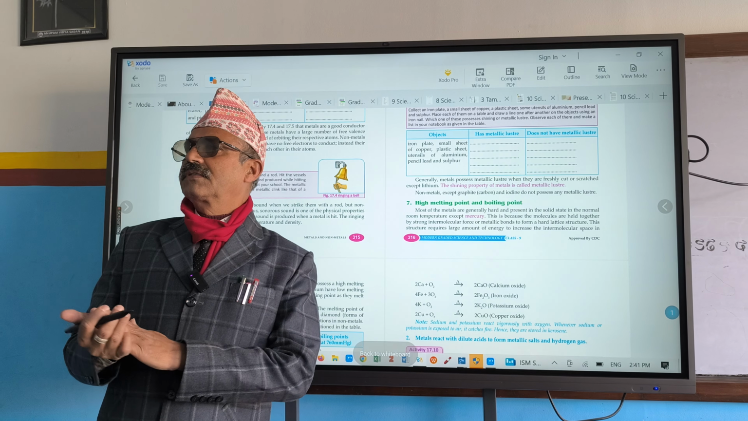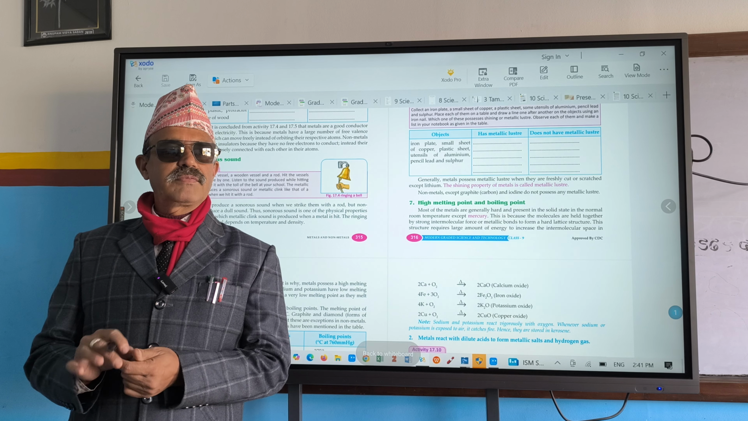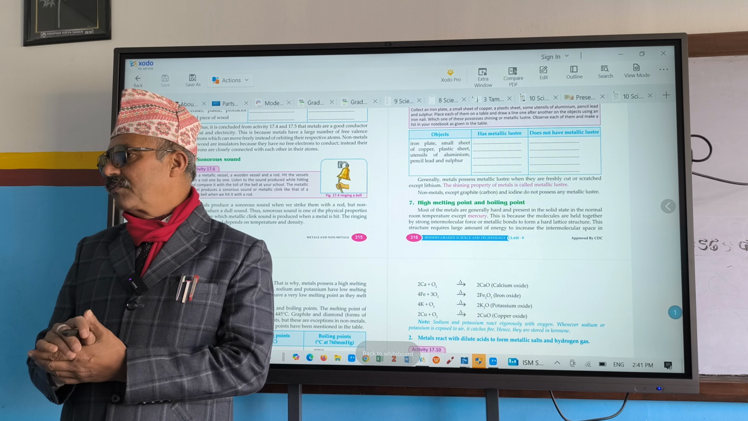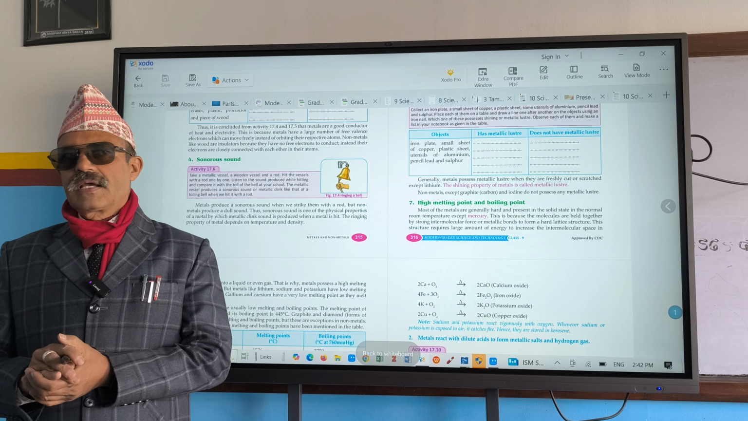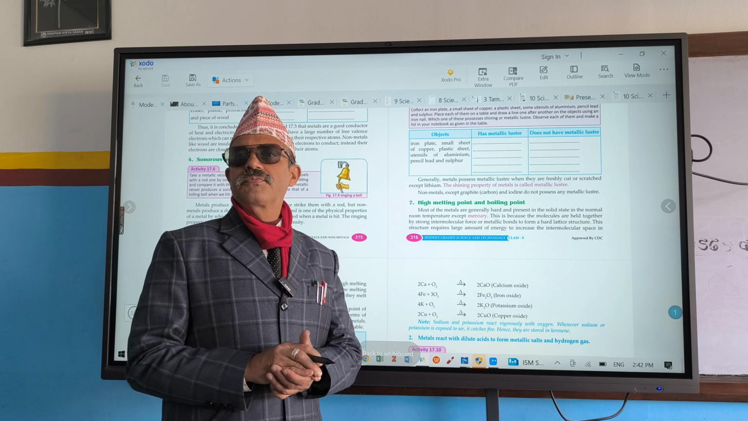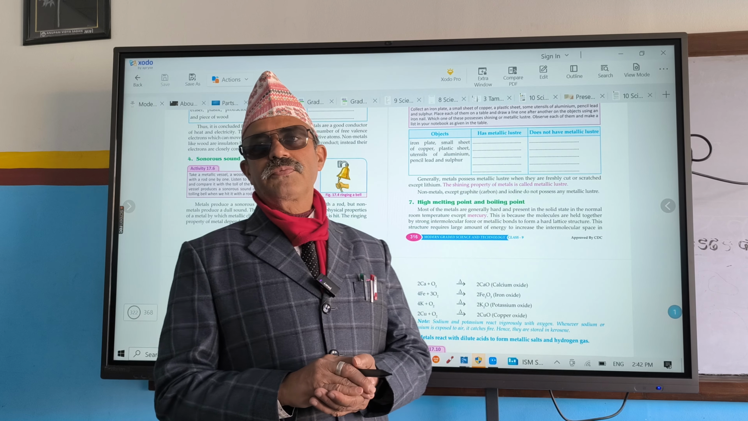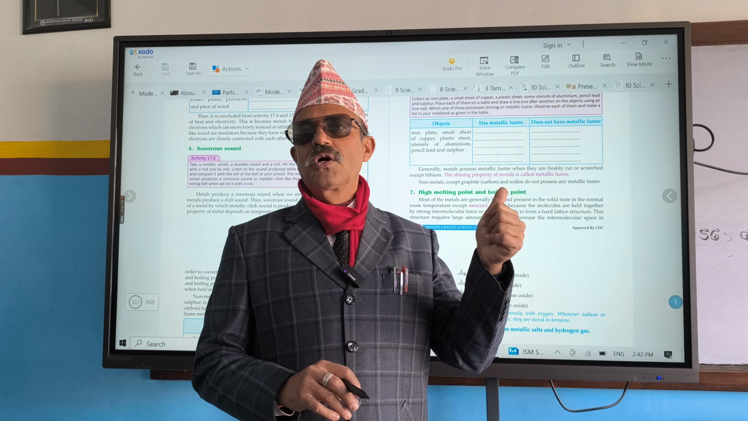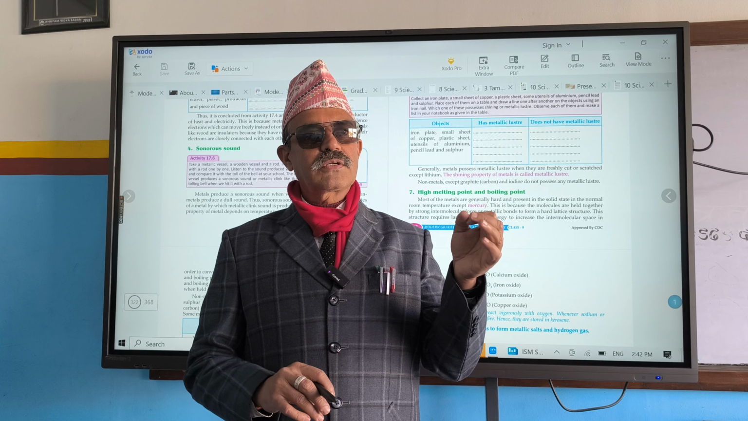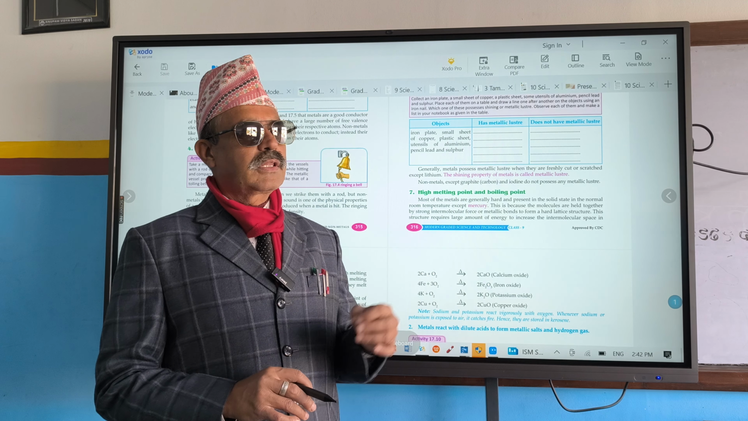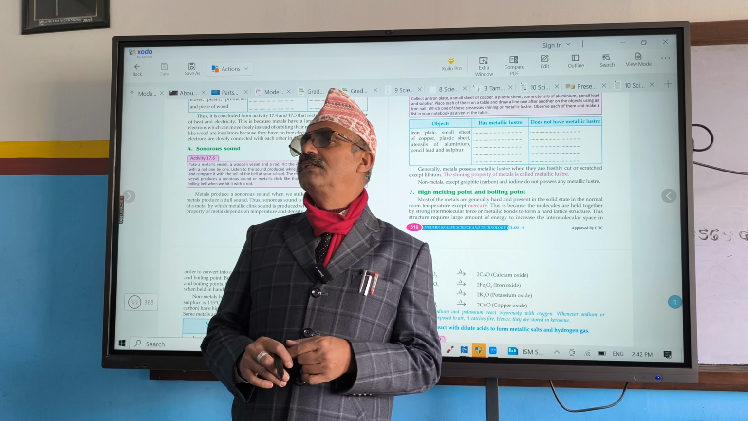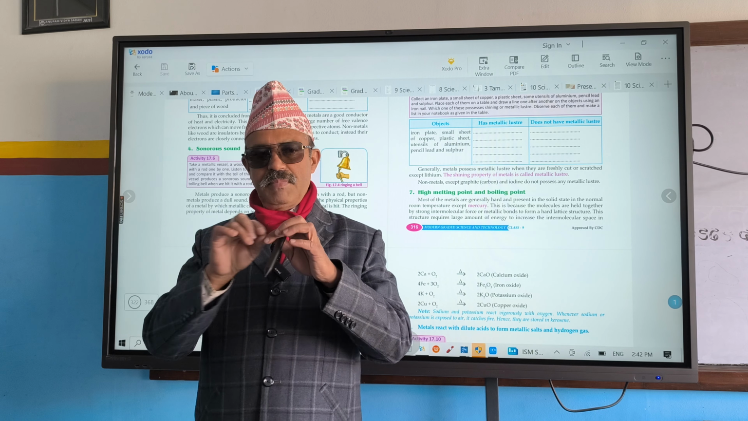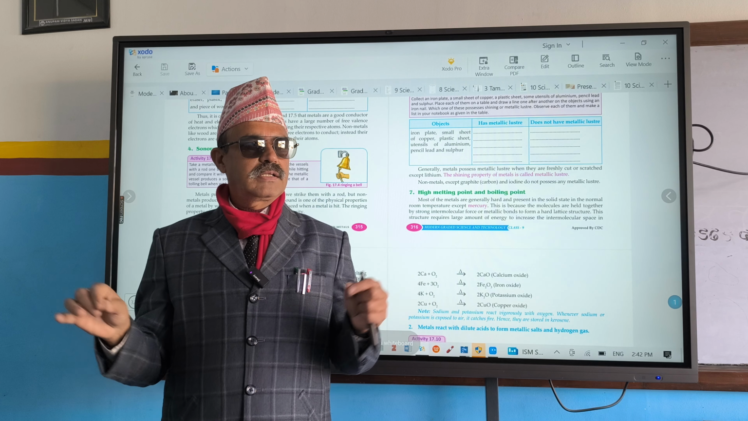We started the chapter Metals and Non-metals this morning, and we discussed the objective and some physical properties of metals. How many characteristics did we discuss? Number one, conductivity. They are good conductors of heat and electricity. Number two, ductility. They can be converted into wire. Metal wires can be made, right?